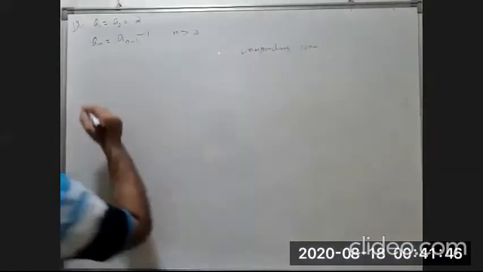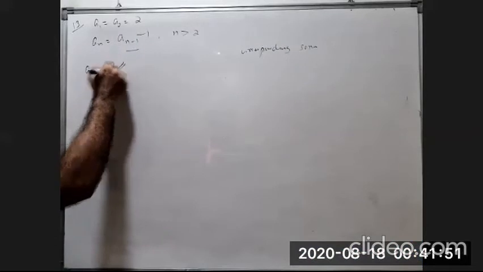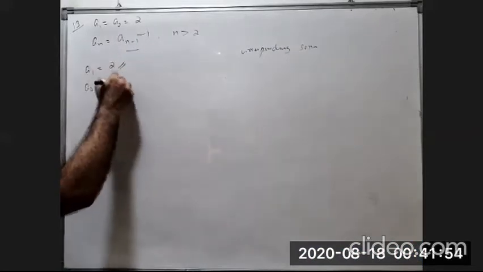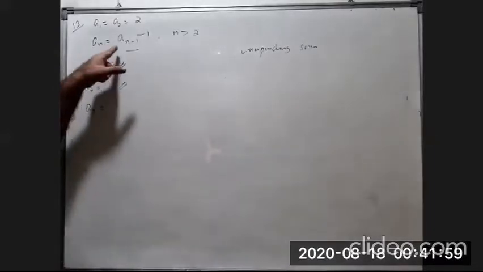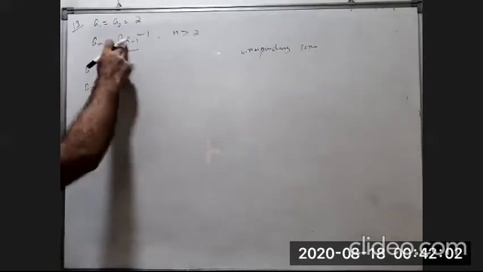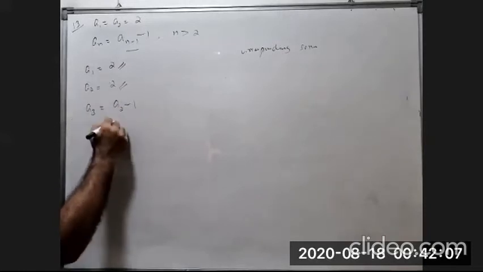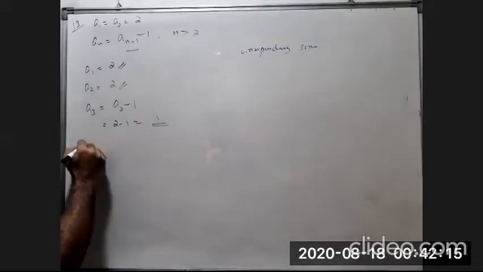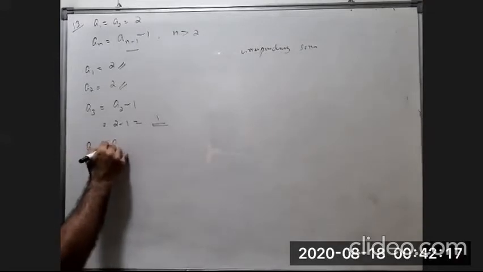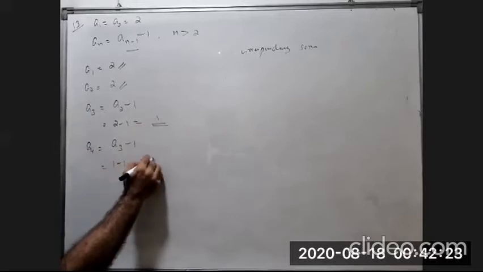So a_1 is 2. a_2 is also 2 because it is given. a_3, third term onwards. What is the definition? a_3 is a_2, the previous term, minus 1. That is a_2 is 2, minus 1, that is 1. Then a_4, previous term a_3 minus 1. a_3 is 1, 1 minus 1, 0.